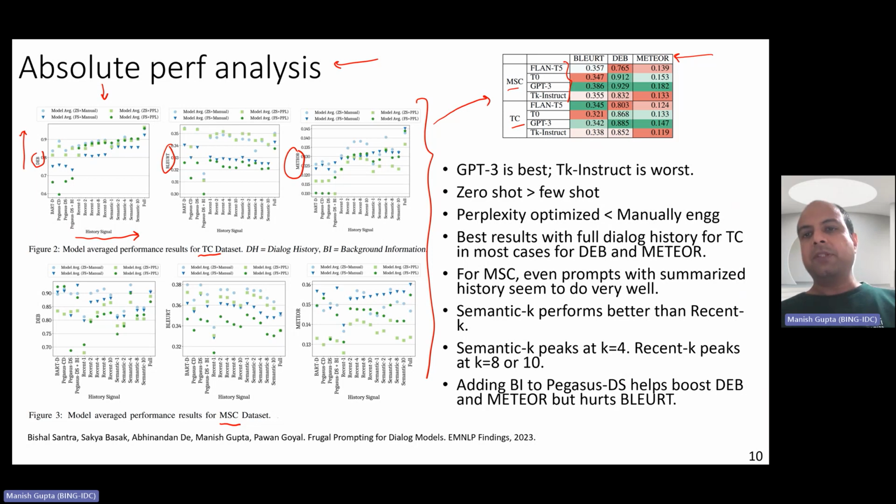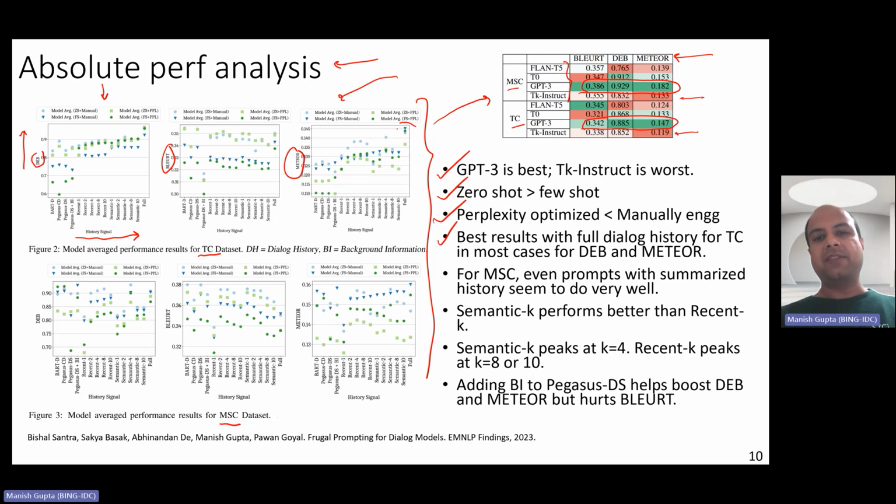What are the observations? One observation is that GPT-3 really performs very, very well. Compared to all of the other models, GPT-3 is the best, and TK Instruct is the worst. Zero shot is better than few shot. If you look at the charts on the left side, you'll observe that, and this is non-intuitive, typically people believe that few shot should give you better results, but it turns out zero shot, even in terms of accuracy, is better than few shot. The next thing is perplexity optimized prompts are actually worse compared to manually engineered prompts. All the perplexity optimized prompts are slightly shorter, but performance-wise, they are worse than manually engineered ones. Okay. So best results are obtained with full dialog history.